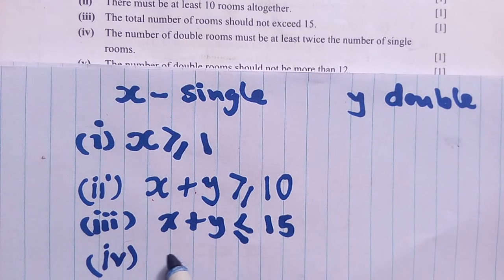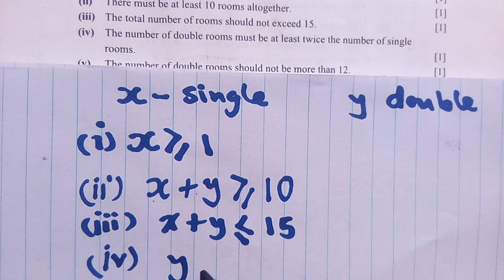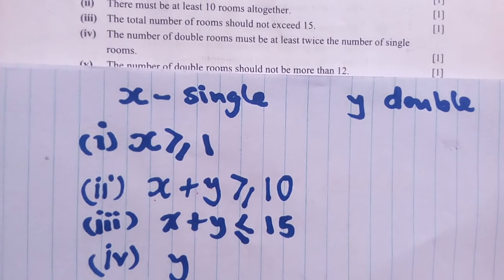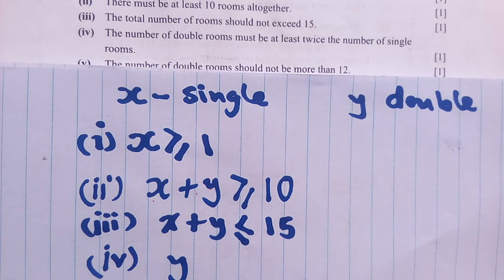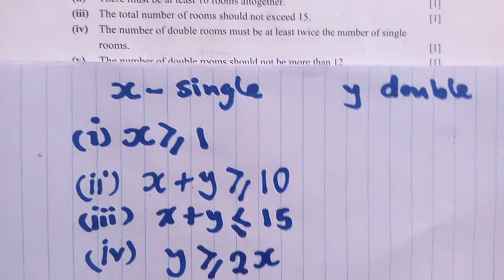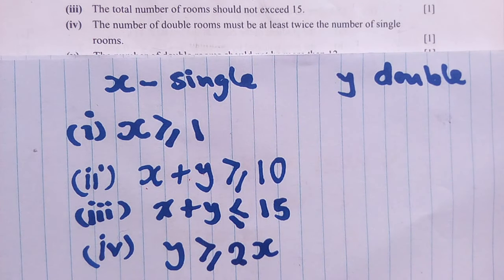Double rooms, we know that it's y. And they say the number of double rooms must be at least twice the number of single rooms. So at least means greater or equal to, twice means 2, single rooms it's x. So this is how it will look like.